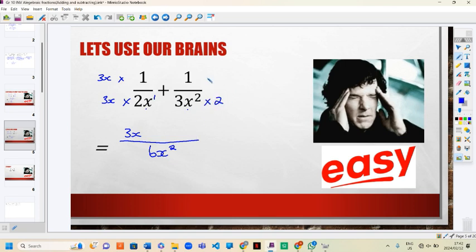I multiplied by 2 at the bottom, so I need to multiply by 2 at the top. And what is 1 times 2? That's positive 2. And there we go, that's my answer. Easy peasy. There are no like terms at the top, so I can't add those, and I can't cancel. So we leave it like that.